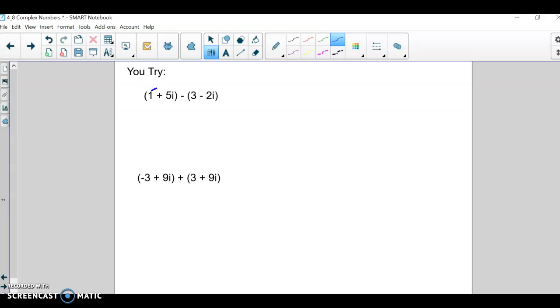All right, main thing I guess just for subtraction, be careful. It's 1 minus 3, and then 5i minus negative 2i. Okay, so we get negative 2 here, and this would be 7i. You add those together, you get 7i. So our answer here is negative 2 plus 7i.